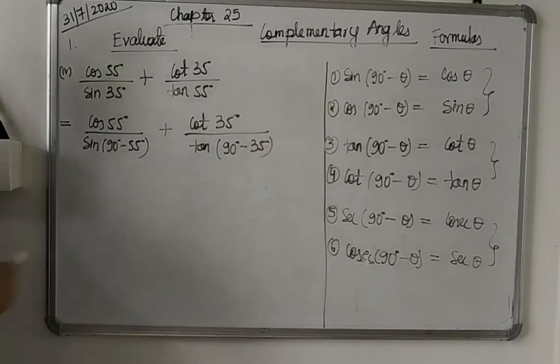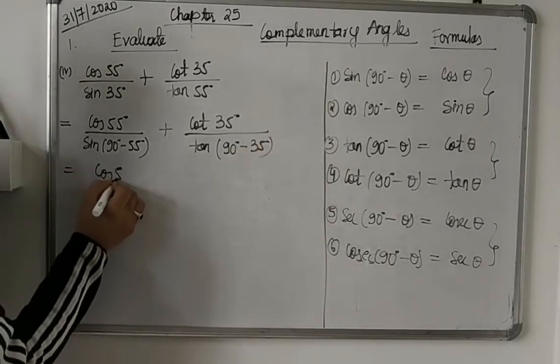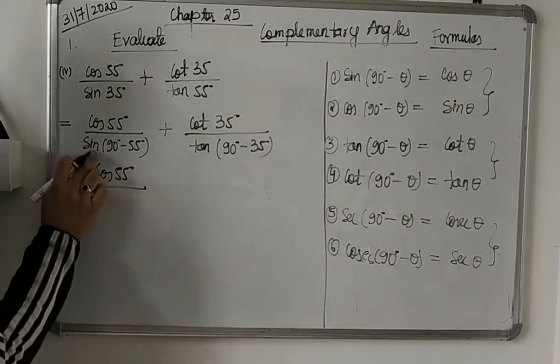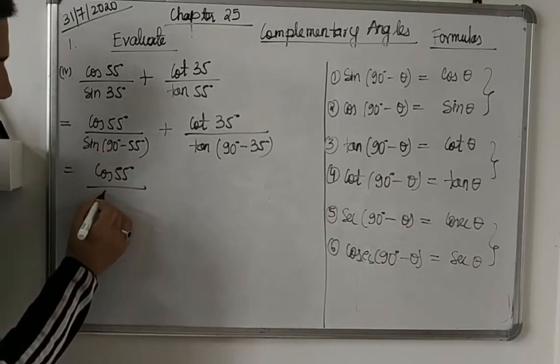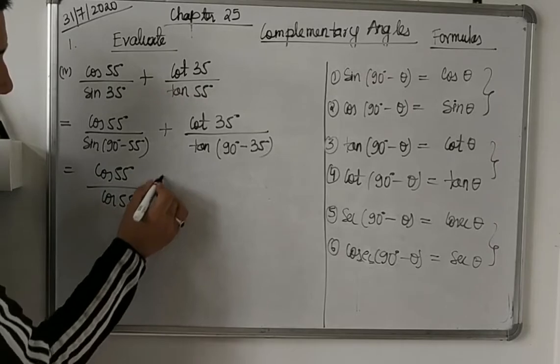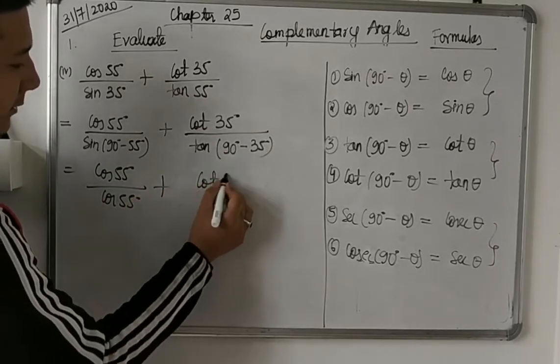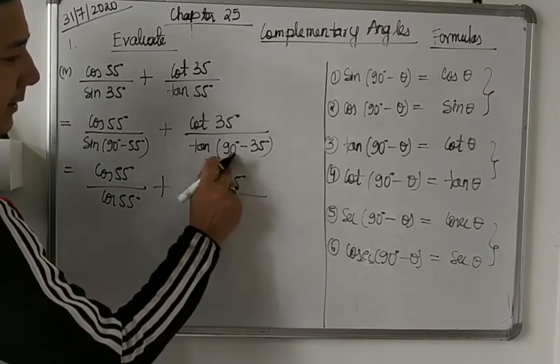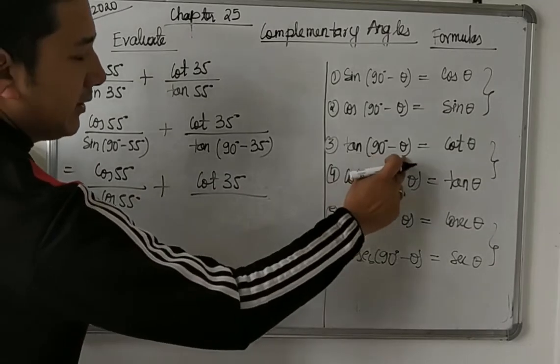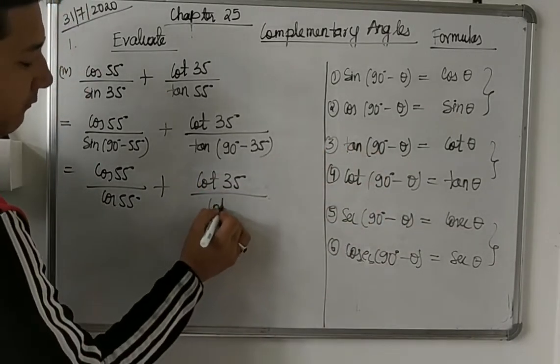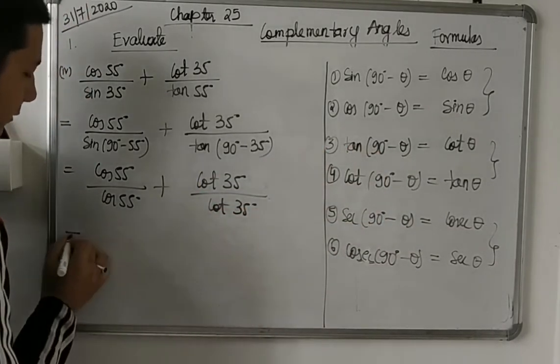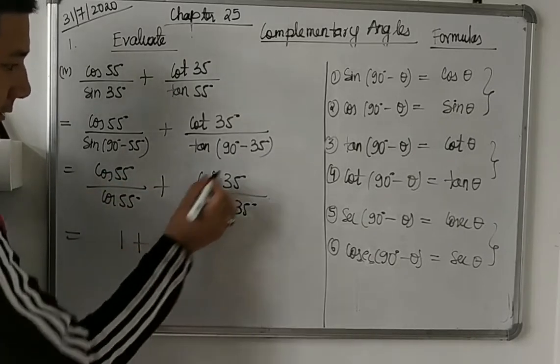Sin 90 minus 55 is, numerator is same. Denominator, use the formula. Sin 90 minus 55 is cos 55, plus numerator as it is. Denominator tan 90 minus 35, 90 minus theta, so is it cot 35? Everything gets cancelled out. This and this gone, 1. This and this gone, 1.